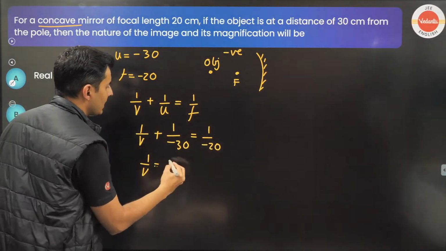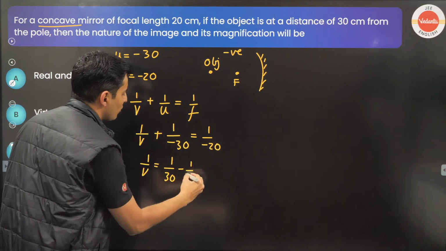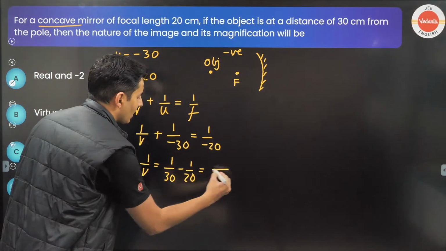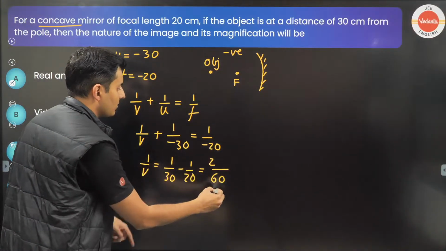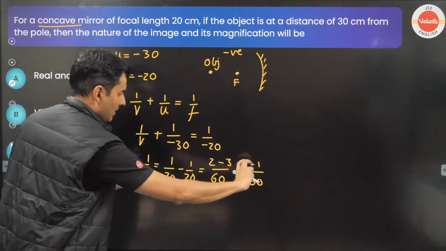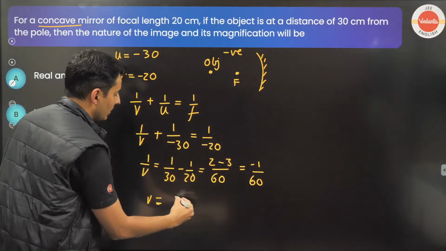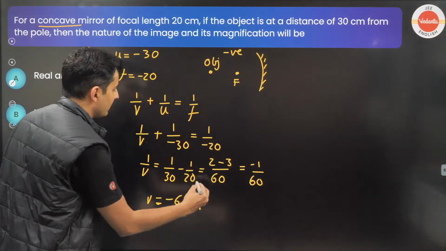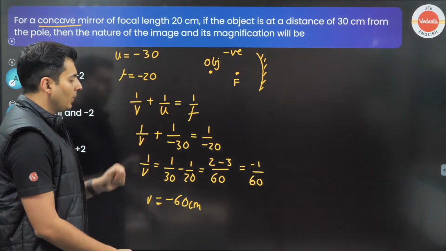So 1 by V is equal to, take this guy on the other side, it will become 1 by 30 minus 1 by 20. Take LCM, 30 and 20, the LCM is 60. 30 goes with 60 2 times, 20 goes with 60 3 times. So this is going to be minus 1 by 60. Flip it. So V goes on the top. So it will just become minus 60 centimeters. So this negative sign implies that the image is also formed over here.